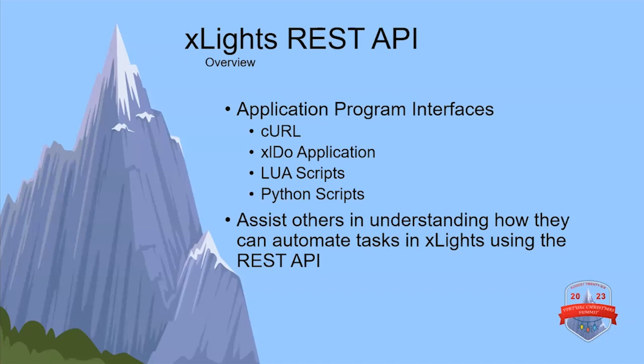And my whole goal today is to assist you in understanding how you might be able to use these APIs to automate tasks in xLights for yourself that don't exist in the current version of software. Some of these might be repetitive in regards to what I demonstrate because there's already something built in to do it. I just did it for the enjoyment, if you will.